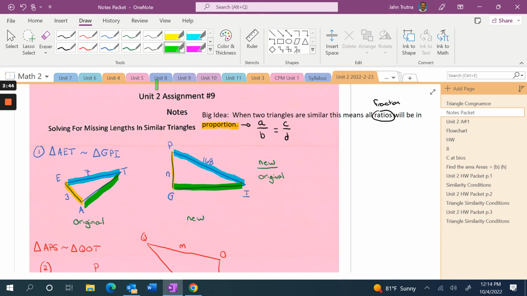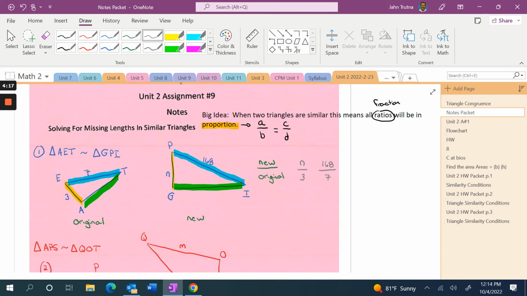Okay, so I'm going to set up my corresponding ratios. My new triangle's sides are going to go on the numerator. So I'm going to go N over, and the side where the N is on in the original triangle, it corresponds with 3. So one of my ratios is 10 over 3. And then my other ratio is going to be 168 from my new triangle over, and 168 corresponds with 7 in my original triangle. Okay, and then I'm going to apply this big idea.